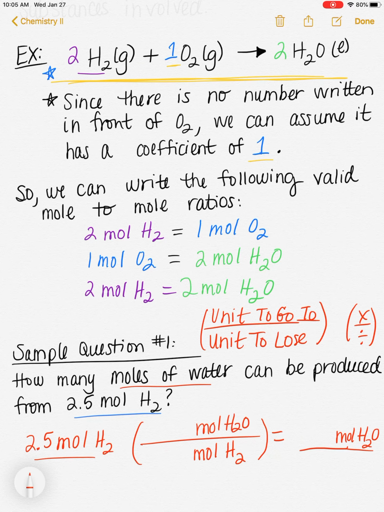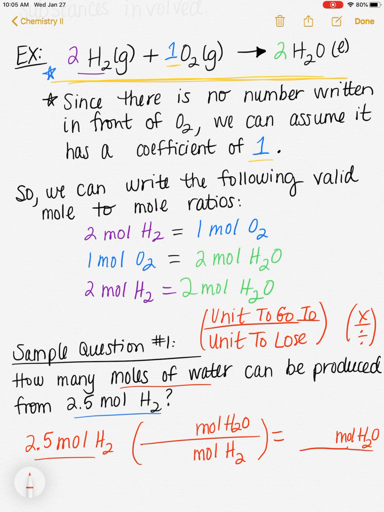Now, I understand that in previous problems, I always said put 1 with moles. This is the exception to that rule. When you're going from moles of one thing to moles of another, you cannot assume that you just write 1 to 1 as your numbers. Instead, you have to go back and use your coefficients in the balanced equation.